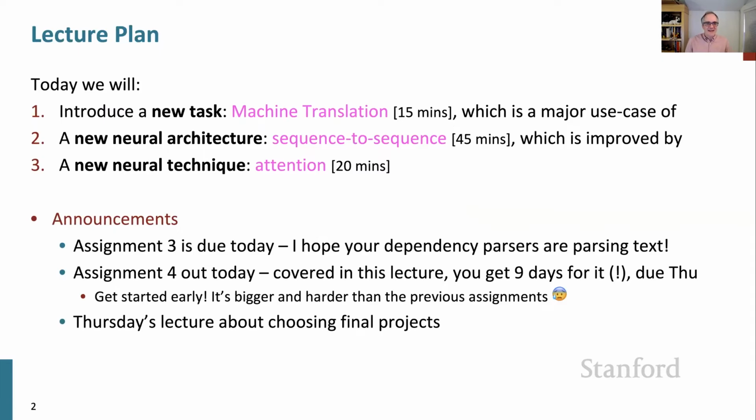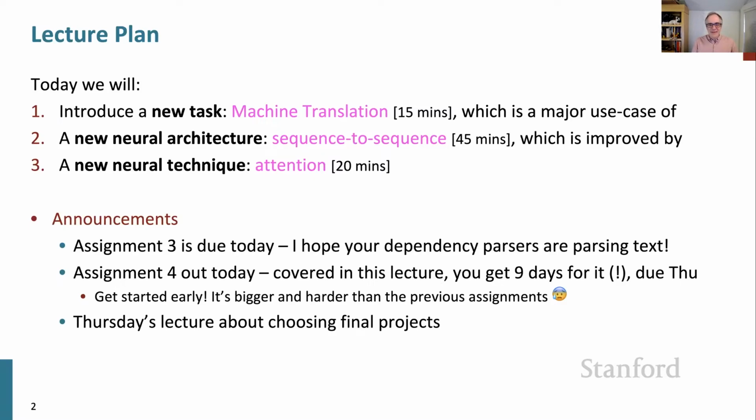So for today's lecture, this is an important contentful lecture. First of all, I'm going to introduce a new task, machine translation. And it turns out that task is a major use case of a new architectural technique to teach you about deep learning, which is sequence-to-sequence models. And so we'll spend a lot of time on those. And then there's a crucial way that's been developed to improve sequence-to-sequence models, which is the idea of attention. And so that's what I'll talk about in the final part of the class.